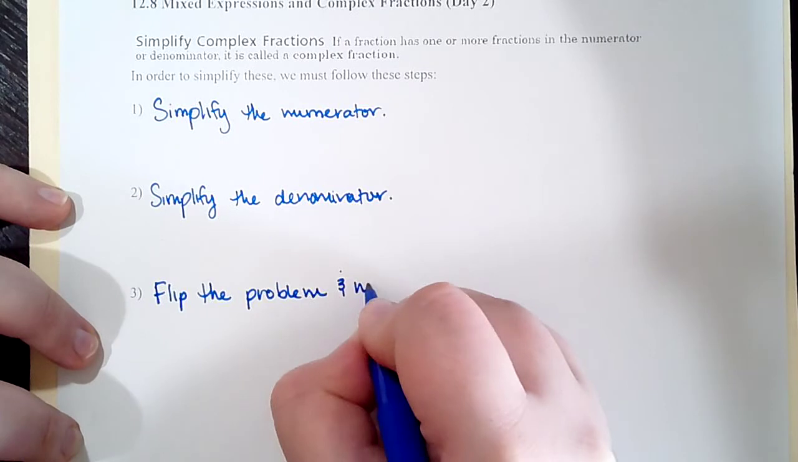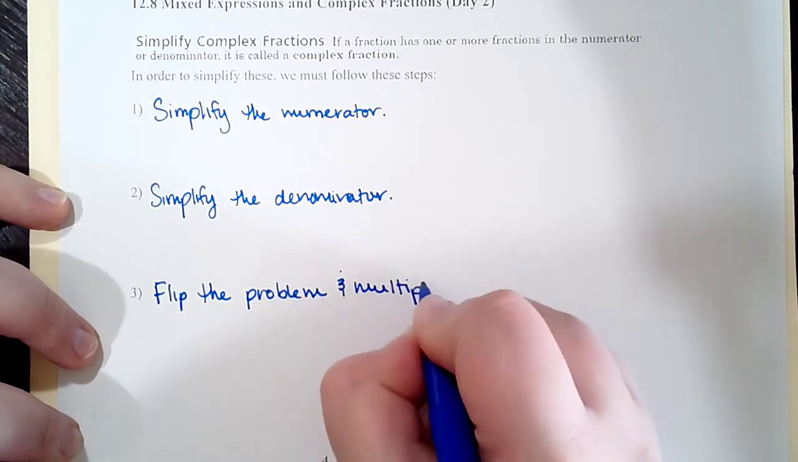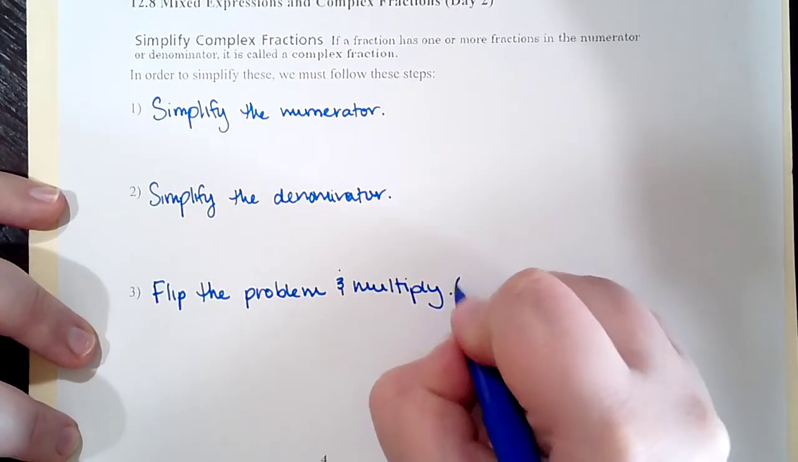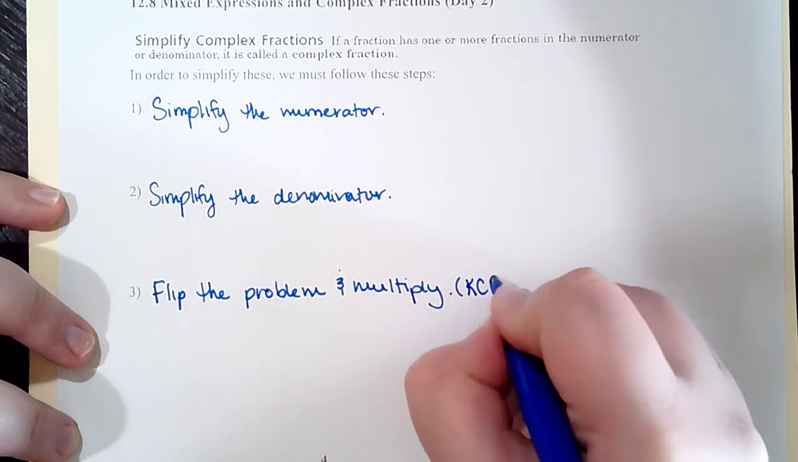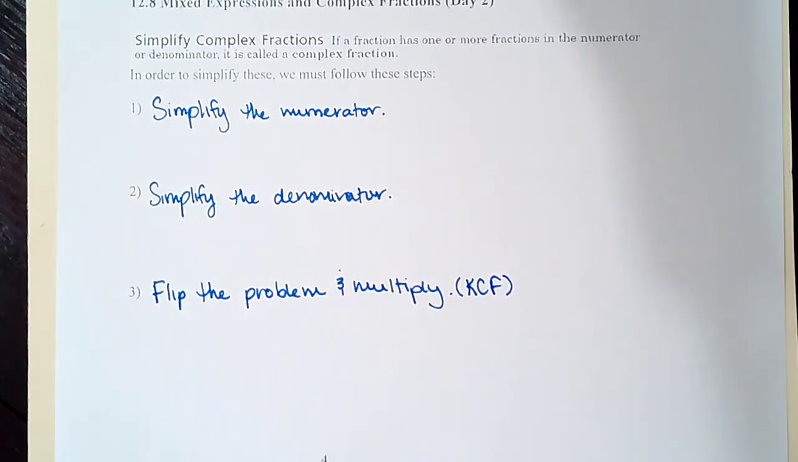and multiply. And the easiest way to think of this is our keep, change, flip that we normally do with fractions. So let's go ahead and take a look at our first example.